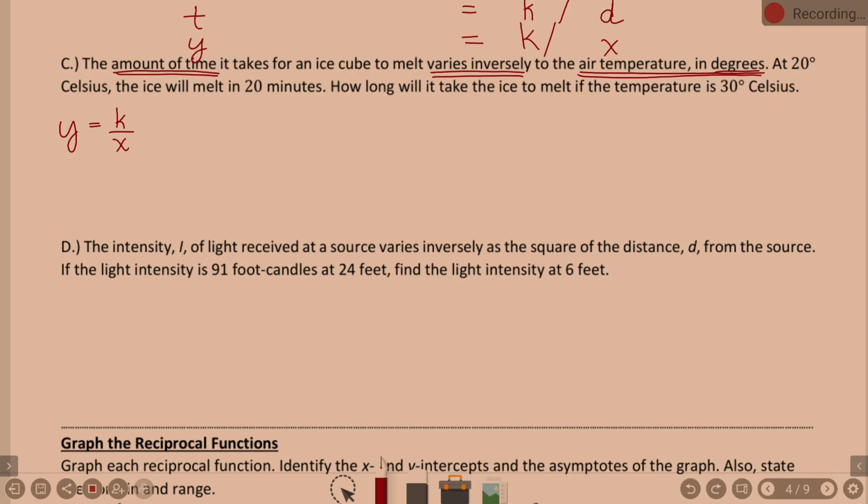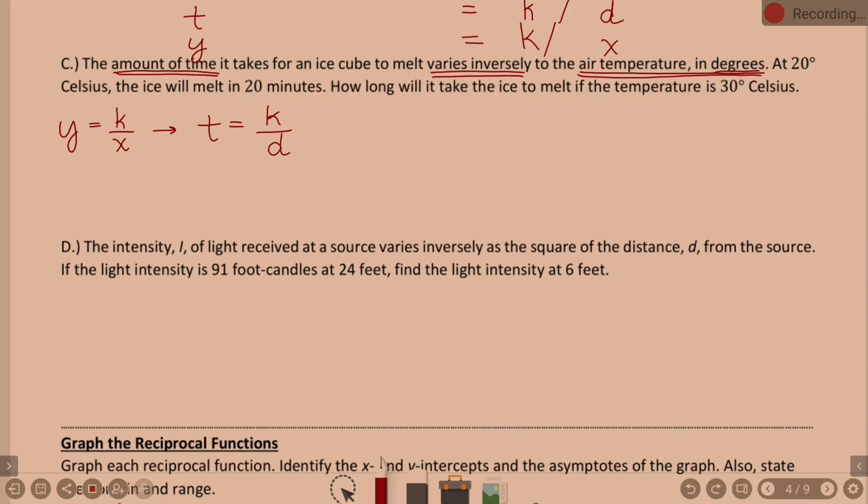So, here's what we're going to do: it's y equals k over x, but I'm going to rewrite this as t equals k over d. Now, okay, think about what we've been doing with all the others. We decide what it is, it varies inversely. Then they give us an x and a y, and we find k. That's what they're going to do here.